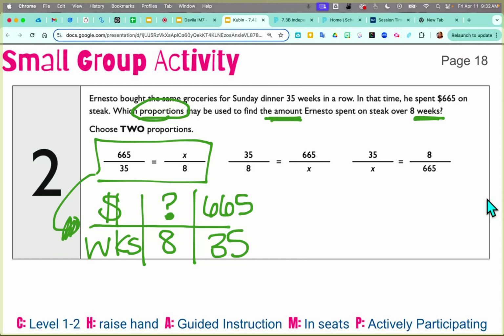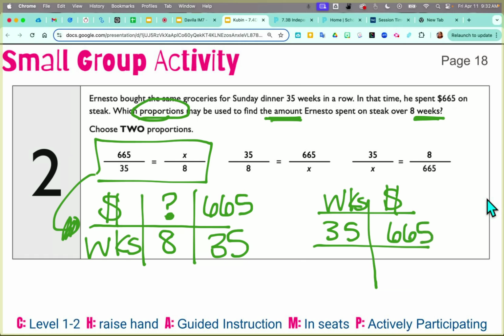But I also know that if I write my table up and down with weeks and money, 35 weeks is $665, and 8 weeks is I don't know. This matches the second proportion. So that is why I teach you the strategy of making a table. Now we got one more question to look at.